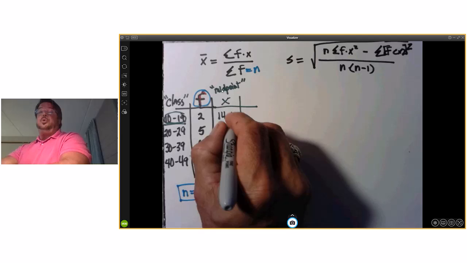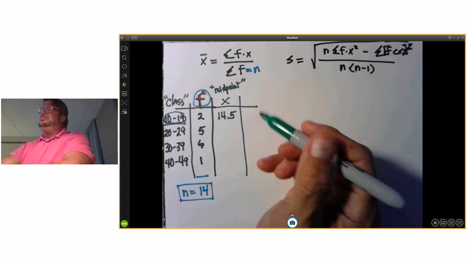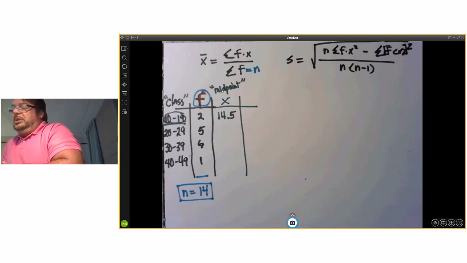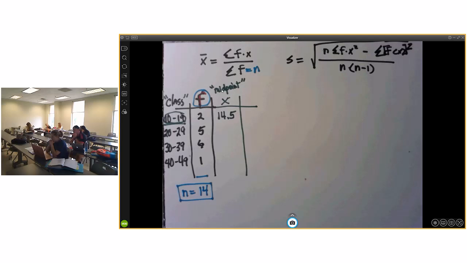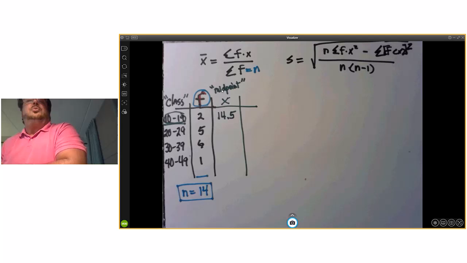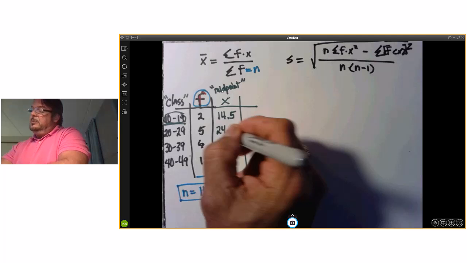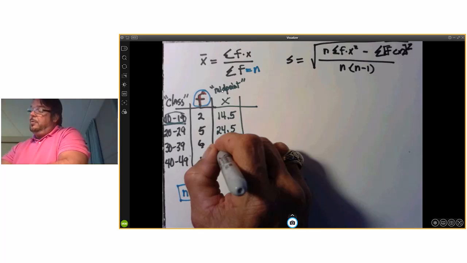Remember me going over class width back in the first chapter? How do we get the class width? 20 minus 10 is 10. 29 minus 19 is 10. 30 minus 20 is 10. 39 minus 29 is 10. What's the class width? 10. So we're going to add 10 to that and get 24.5. Add 10 to that and get 34.5. We're going to add 10 to that and get 44.5.